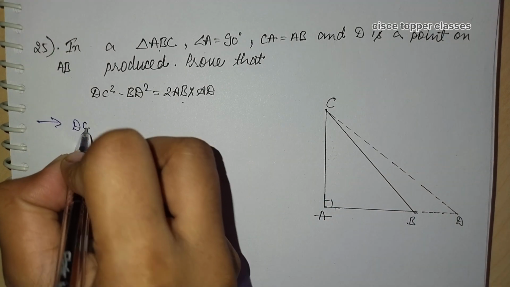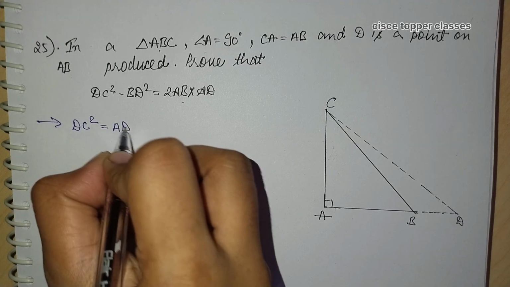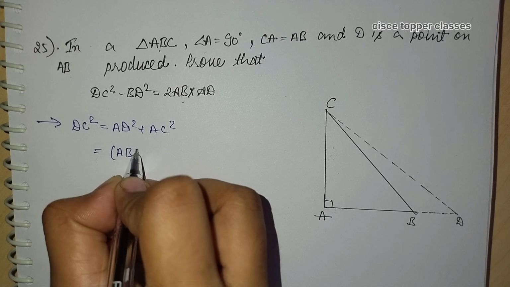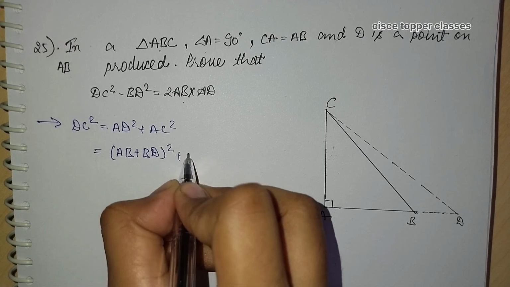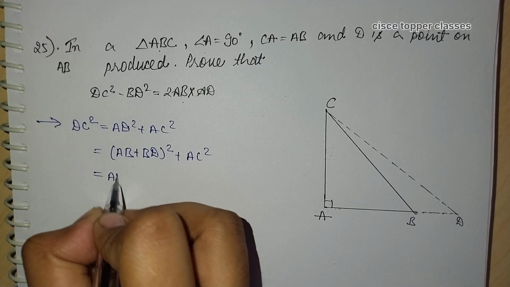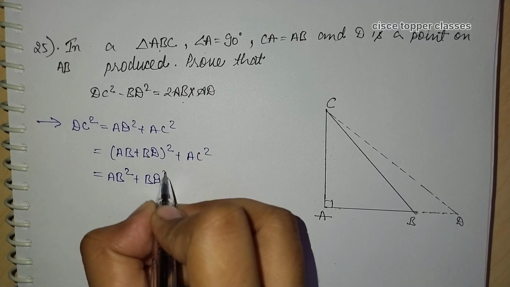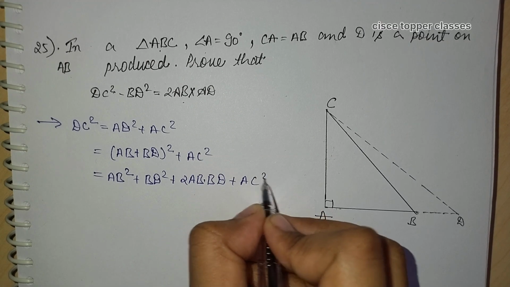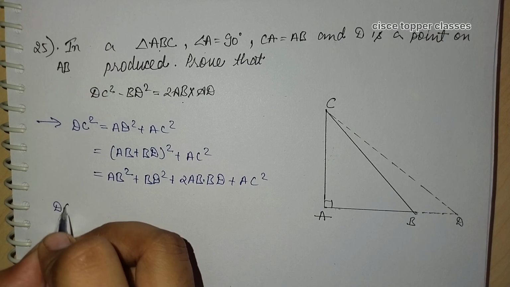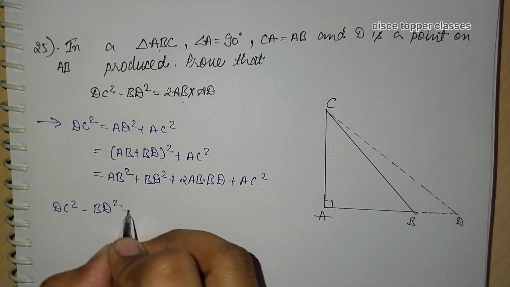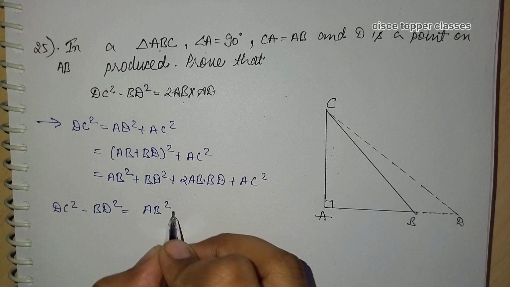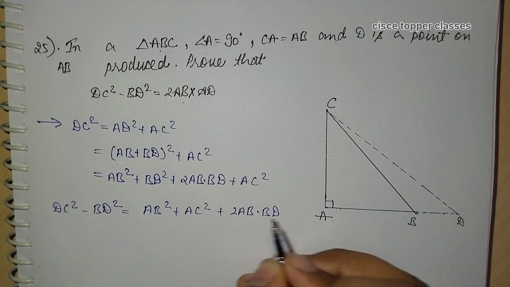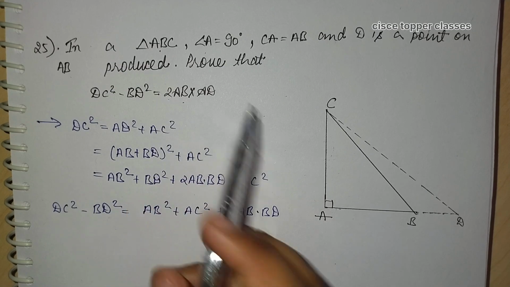So firstly we can write DC square is equal to AD square plus AC square. AD square we can write as (AB plus BD) whole square plus AC square. This we can write as AB square plus BD square plus 2AB into BD plus AC square. So again we can write DC square minus BD square equal to AB square plus AC square plus 2AB into BD, and we have to write this in the 2AB and AD form.